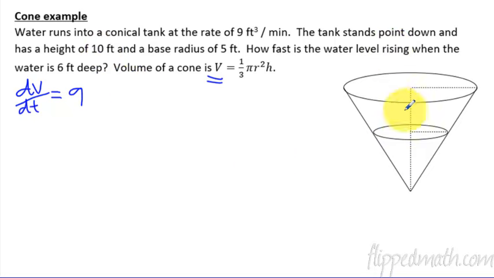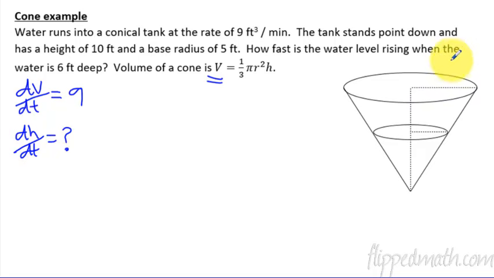So this whole height here is 10 feet and a base radius of 5 feet. So the question is, how fast is the water level rising? So this water is going up, up, up, up, up. So dh/dt, that is what they are asking for.